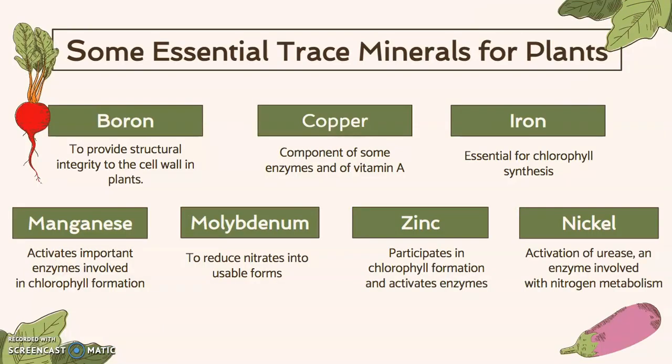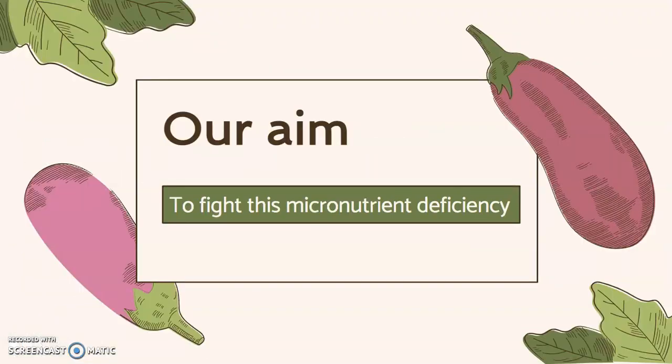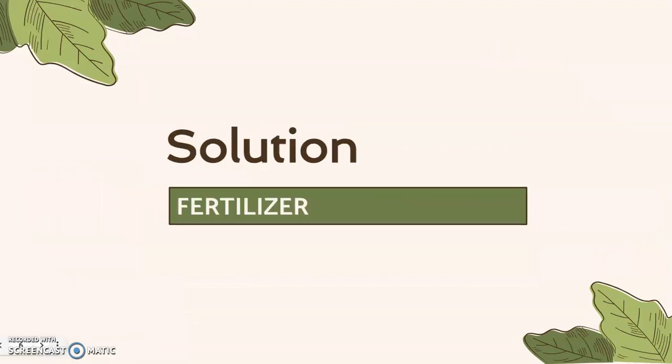So these are some essential trace elements that are required for the plant growth, like boron, copper, iron, manganese, molybdenum, zinc and nickel, which are involved in chlorophyll formation or activation of different types of enzymes or to maintain the integrity of the cell wall and so on. Various different functions are being taken up by these trace elements. So what is our aim? Our aim is to fight this micronutrient deficiency in the plants so that we can increase the yield of agriculture.